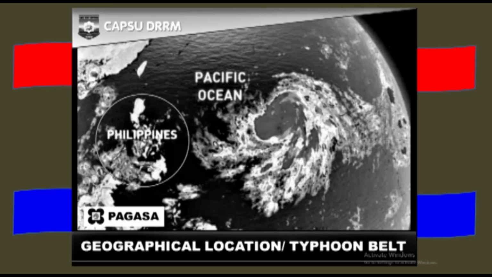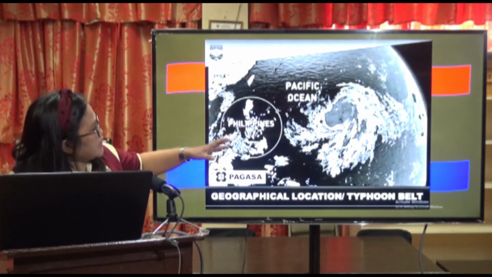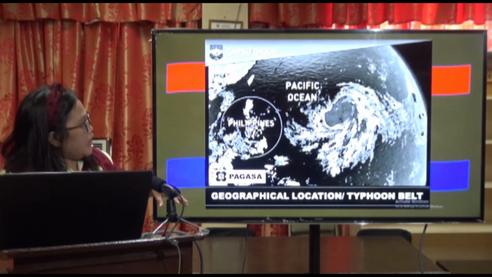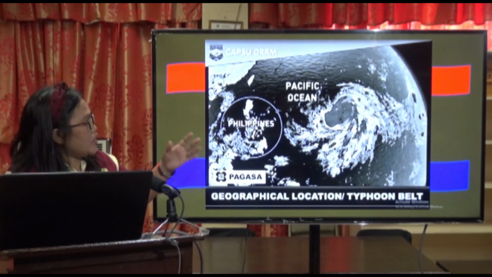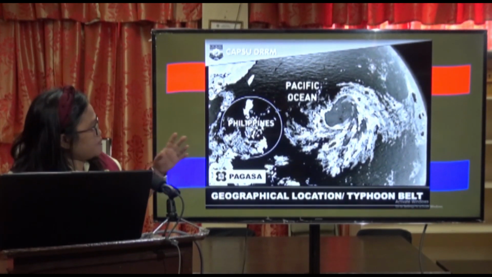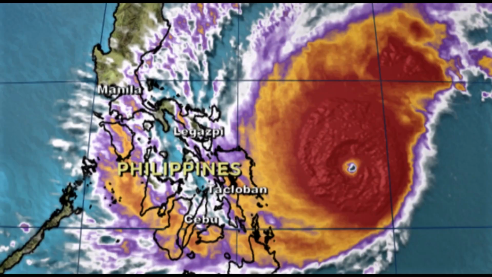Ito ang ating bansa, ito ang Pilipinas, and then ito ang Pacific Ocean. Makikita dito na ang Pilipinas talaga ay malapit sa Pacific Ocean. That's why ang lahat ng mga bagyong dumaraan sa Pacific Ocean, ang Pilipinas talaga ang kanyang dinadaanan.